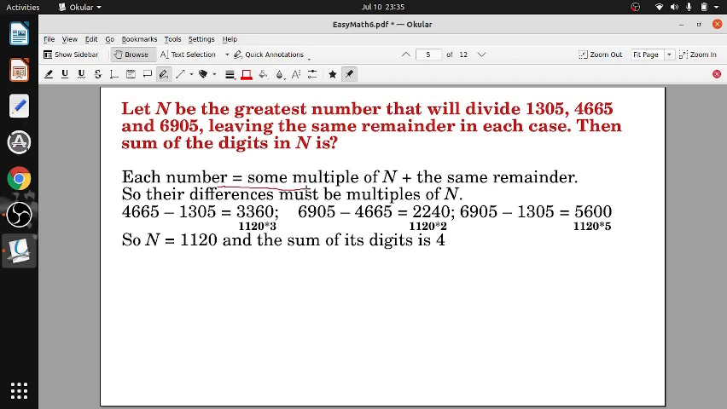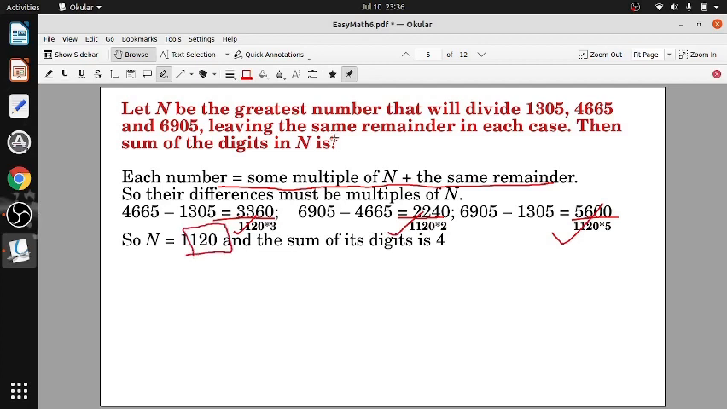Each number is some multiple of n plus the same remainder. So number से minus कर दो, the remainder will cancel and you will get only multiples. So ये जो 3 number हैं, found by subtracting, these are exact multiples. और ये देख के पता चलता है 1120 into 3, 1120 into 2, 1120 into 5. यानी कॉमन क्या है? 1120.